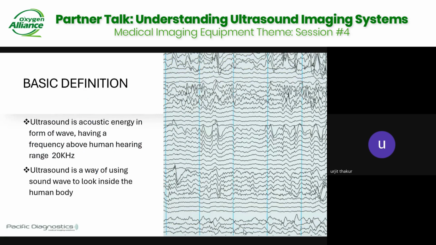Thank you. We can start with the basic definition. As you all know, an ultrasound is an acoustic energy in the form of a wave. It generally has a frequency above 20 kilohertz, which is above the human hearing range. Ultrasound is a way of using sound waves to look inside the body. In basic terms, an ultrasound is an imaging test that uses sound waves to make pictures of organs, tissues, and other structures inside your body.